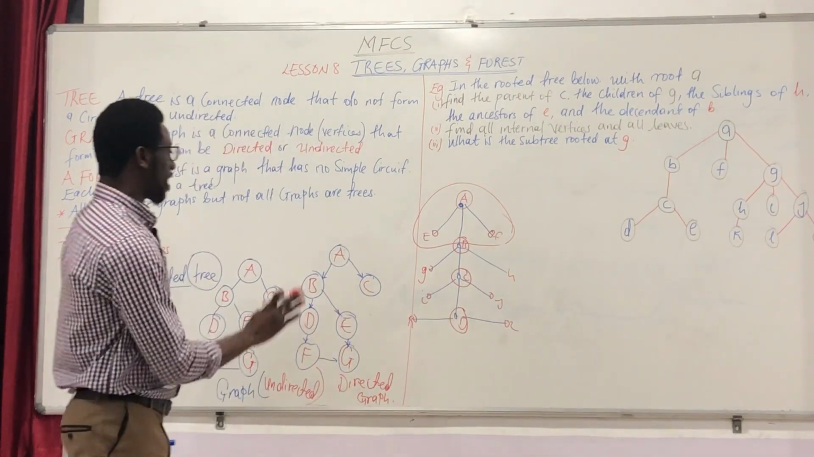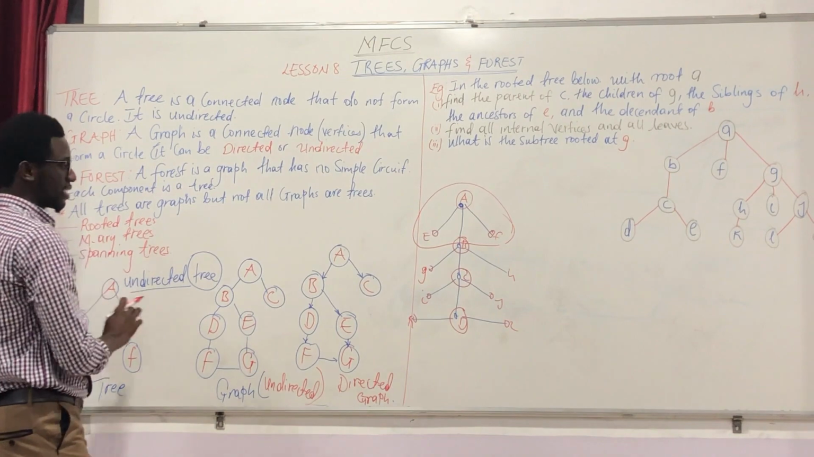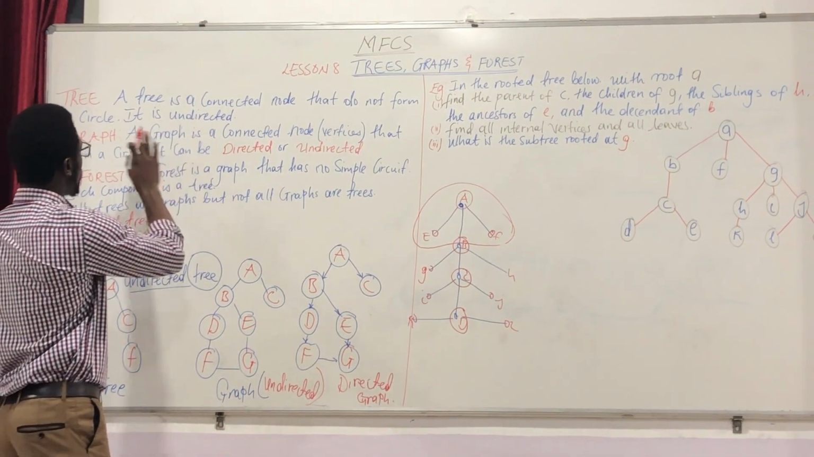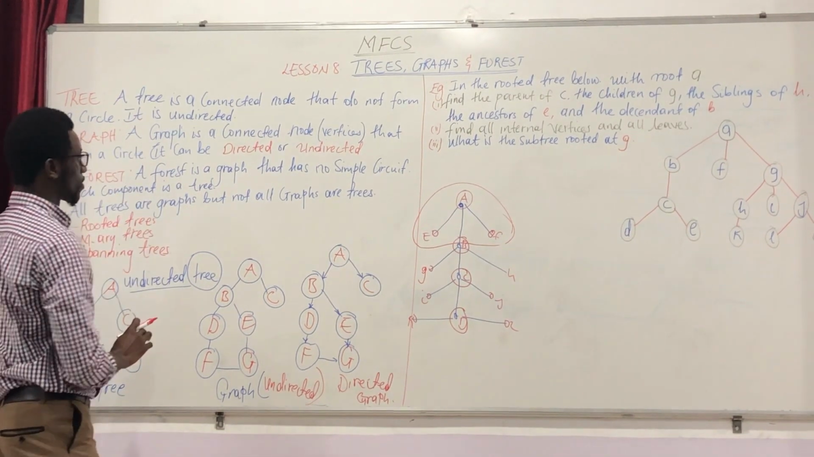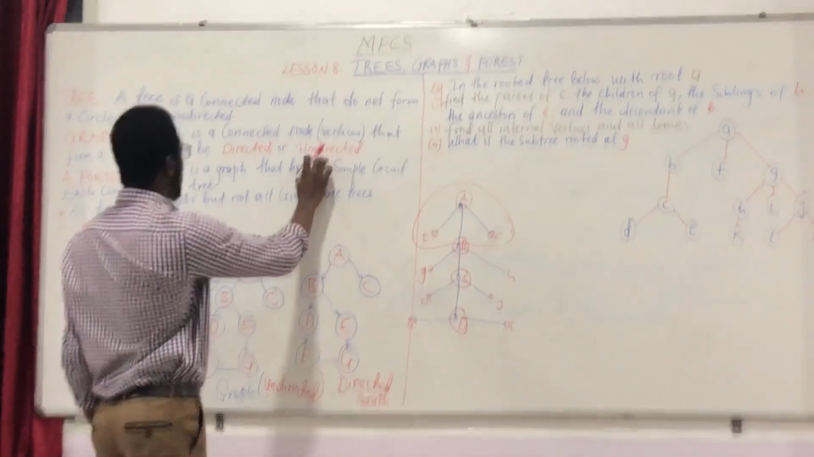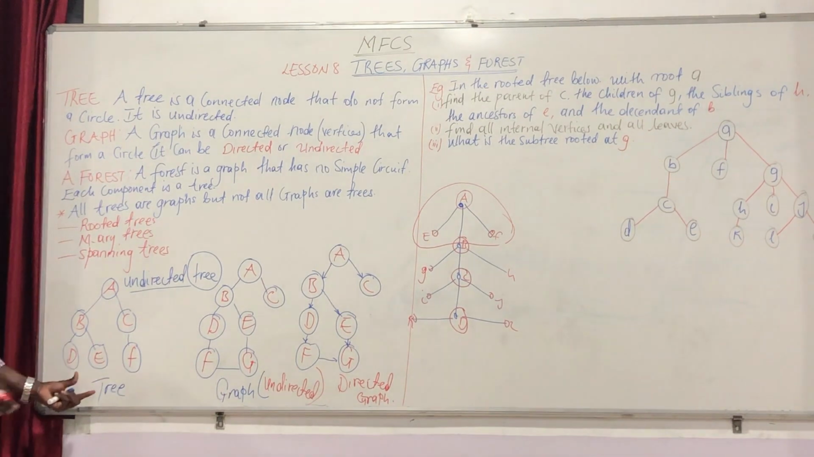So basically, these are the differences between trees, graphs, and forests. As I said, all trees are graphs, but not all graphs are trees, because a graph can be either directed or undirected, whereas trees can only be undirected. As you can see here, trees are only undirected.